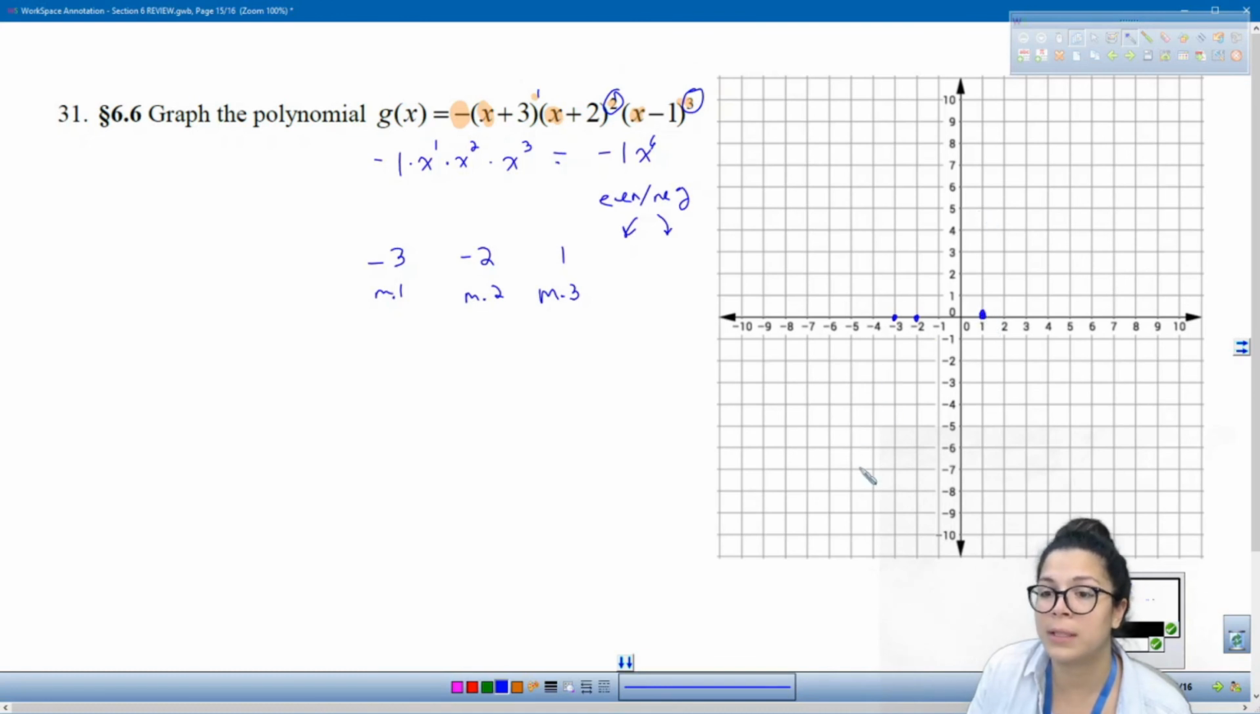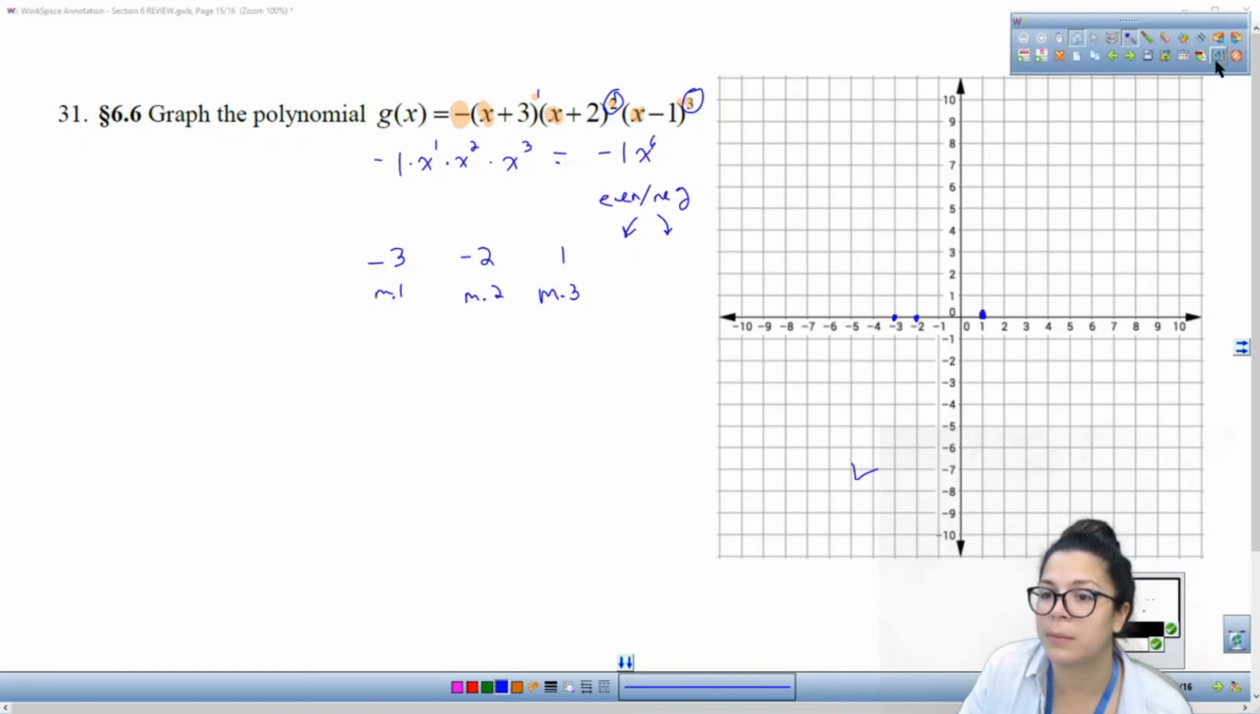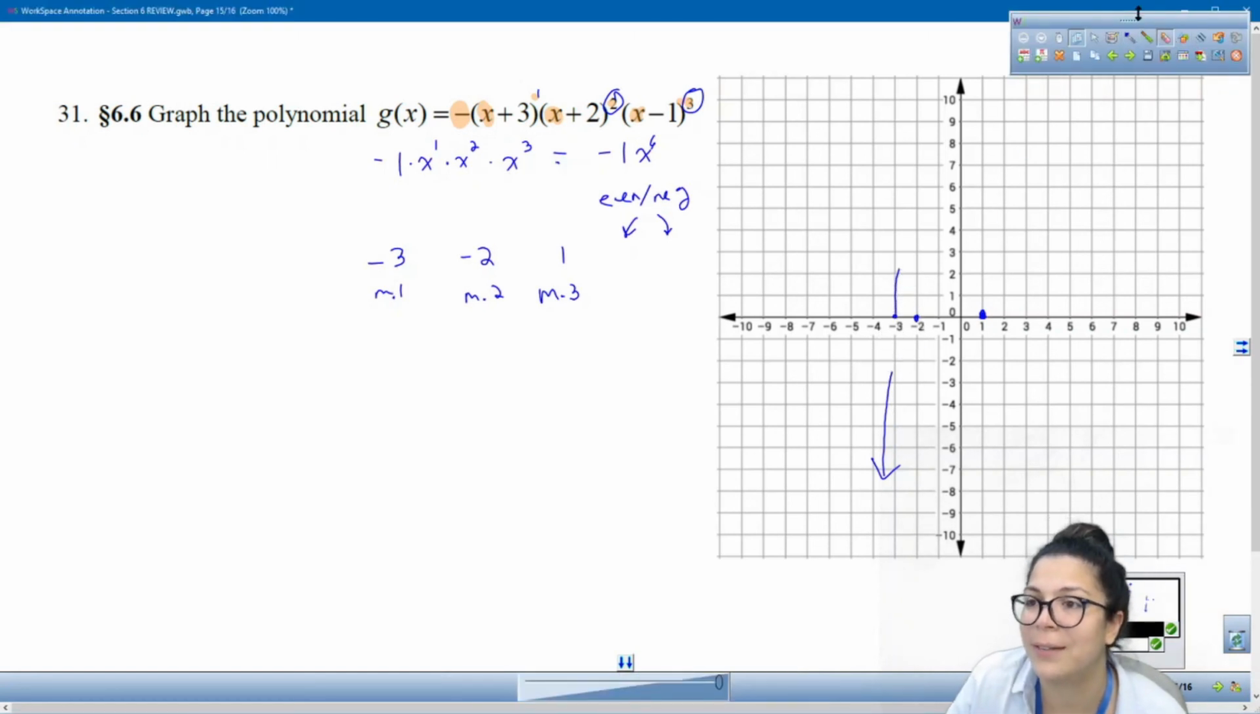Both of these ends are down, so on the left-hand side I start down. When I go through negative 3, I will go through straight, okay? So we're going through negative 3. Let me try to fix that. This is looking weird. We go through negative 3, excuse me, straight. For some reason, my lines are not being very straight right now. All right, there we go.